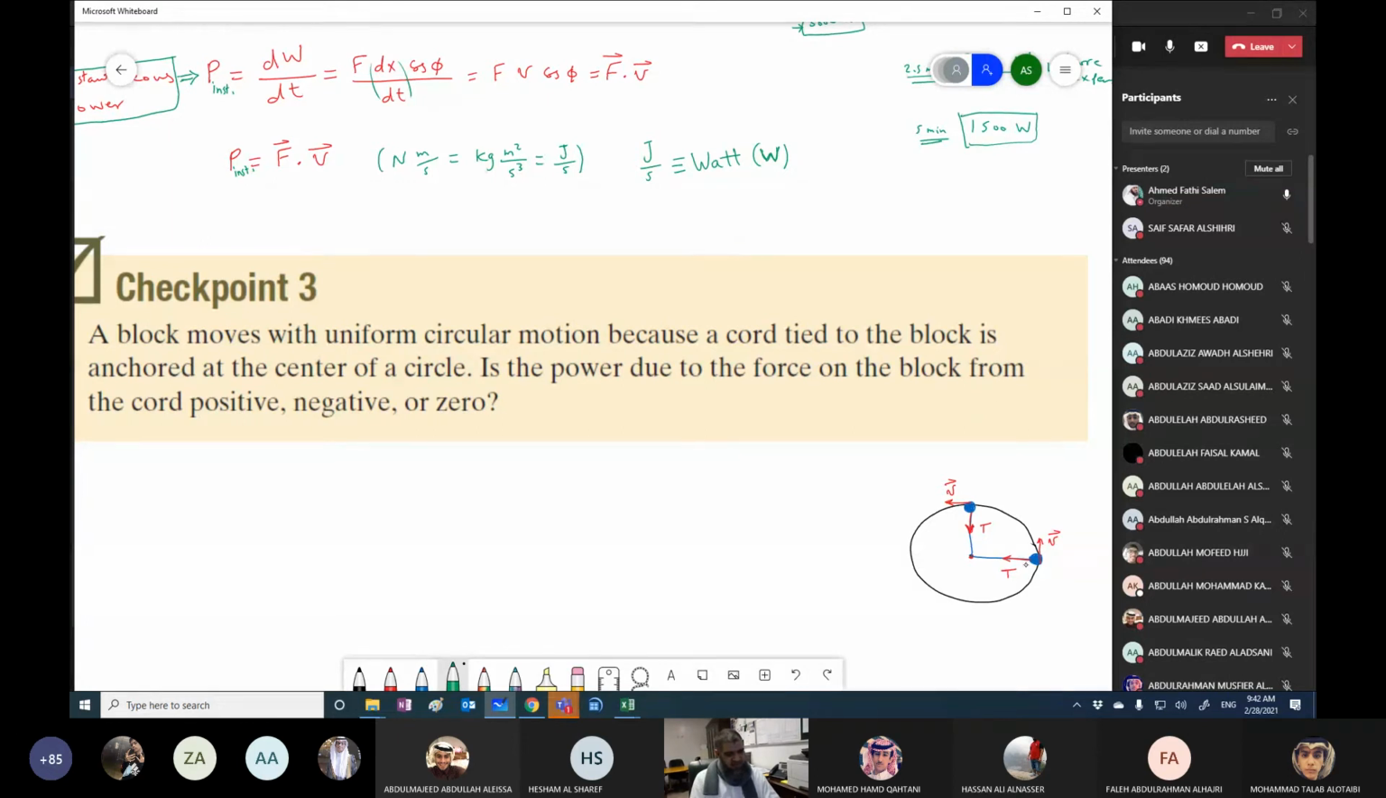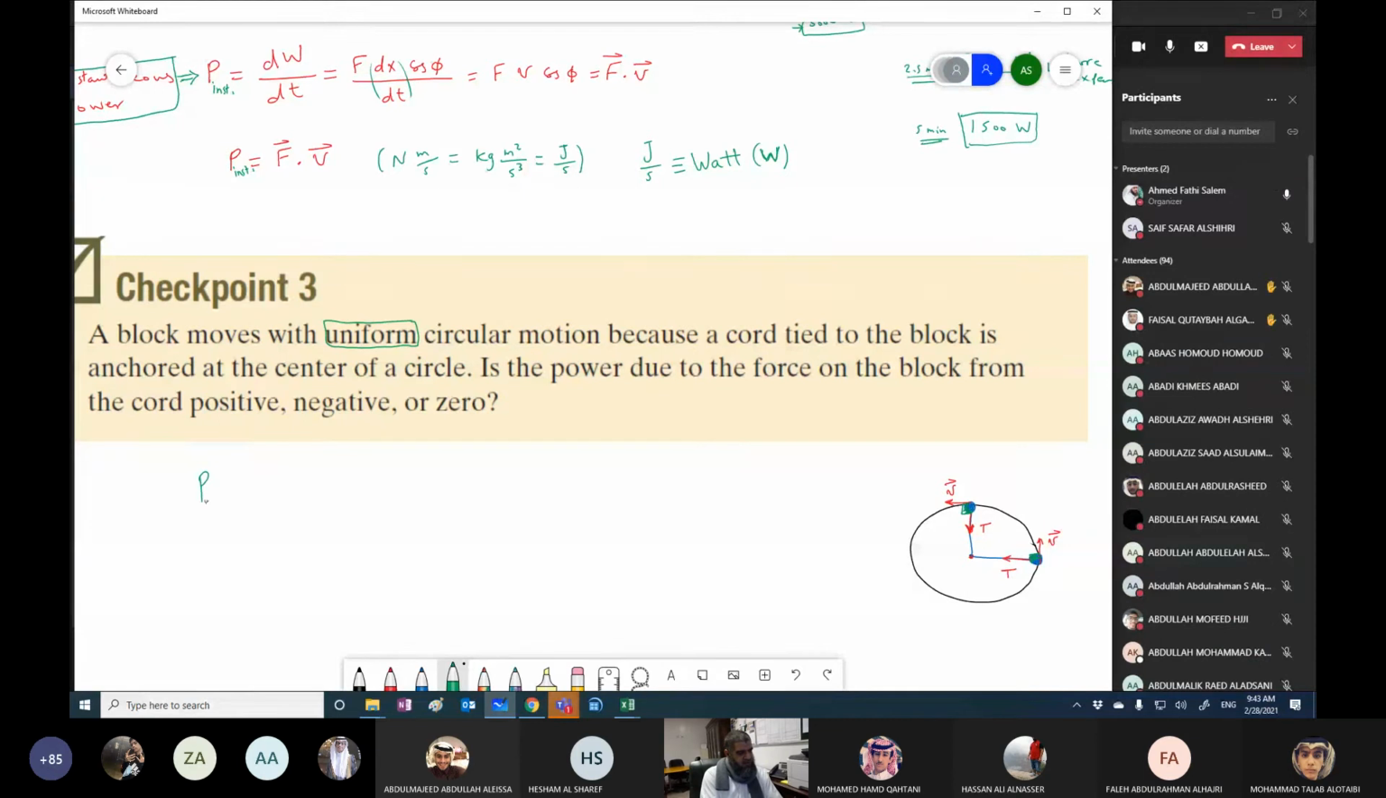Okay, so this is the force of the cord, which is the tension. And he said this is uniform circular motion, which means V is constant. What is the angle between this tension and this velocity at any point here or there or any other point? What is the angle between V and T? 90. And how much is the power?